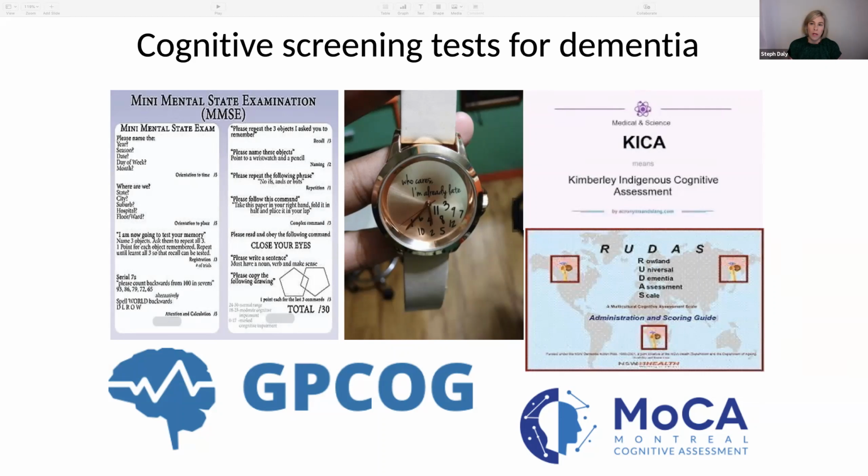As we mentioned before, the KICA is evidence-based for Indigenous populations or Indigenous Australians specifically. RUDAS is one that is performed in the language spoken by the patient themselves. So often you need a translator to do this one, but it's something that was developed in Australia for non-English speakers, and it's well recognised and very effective. The MOCA is more of a pictorial cognitive screening test. The GP cog is a simple one, which does include the clock drawing and a few memory questions, as well as some collateral history. And then the mini mental is one that everyone is familiar with.